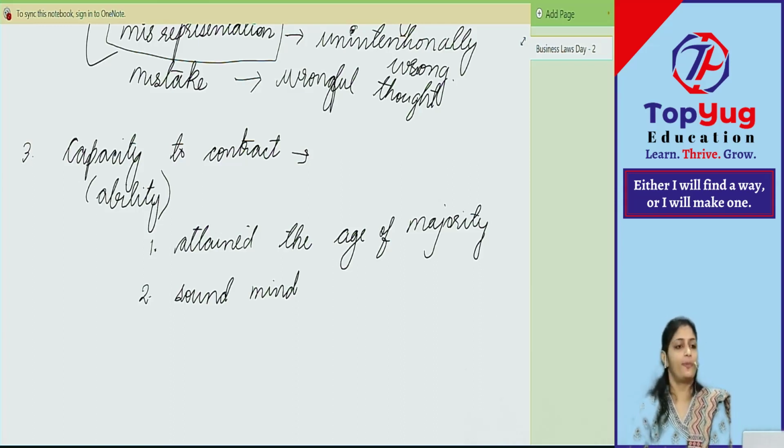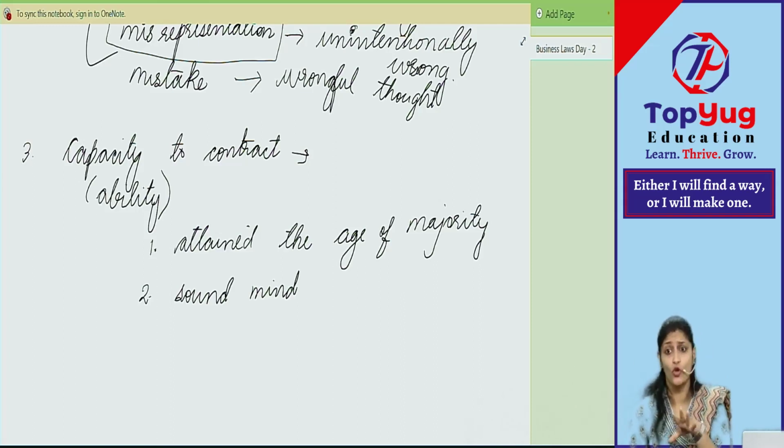Lunatics are those people who at the time of their birth were stable, they had a proper mental state, but as time passed, because of some accident or some problem, now their mind is not working properly. They are lunatics. So lunatics, idiots, drunken people, all these people are considered to be people of unsound mind. They cannot think properly. They cannot make rational judgments. Those people are people of unsound mind.